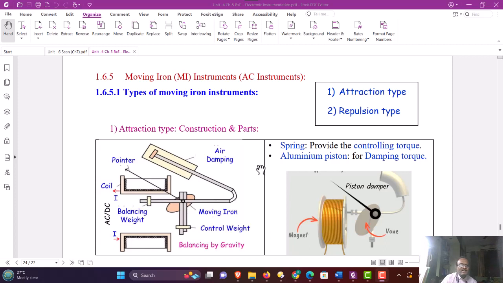There is another type of instrument that can be used for measurement of AC quantities. Those are called as moving iron instrument. So we will see the moving iron instrument in the next part of this lecture.